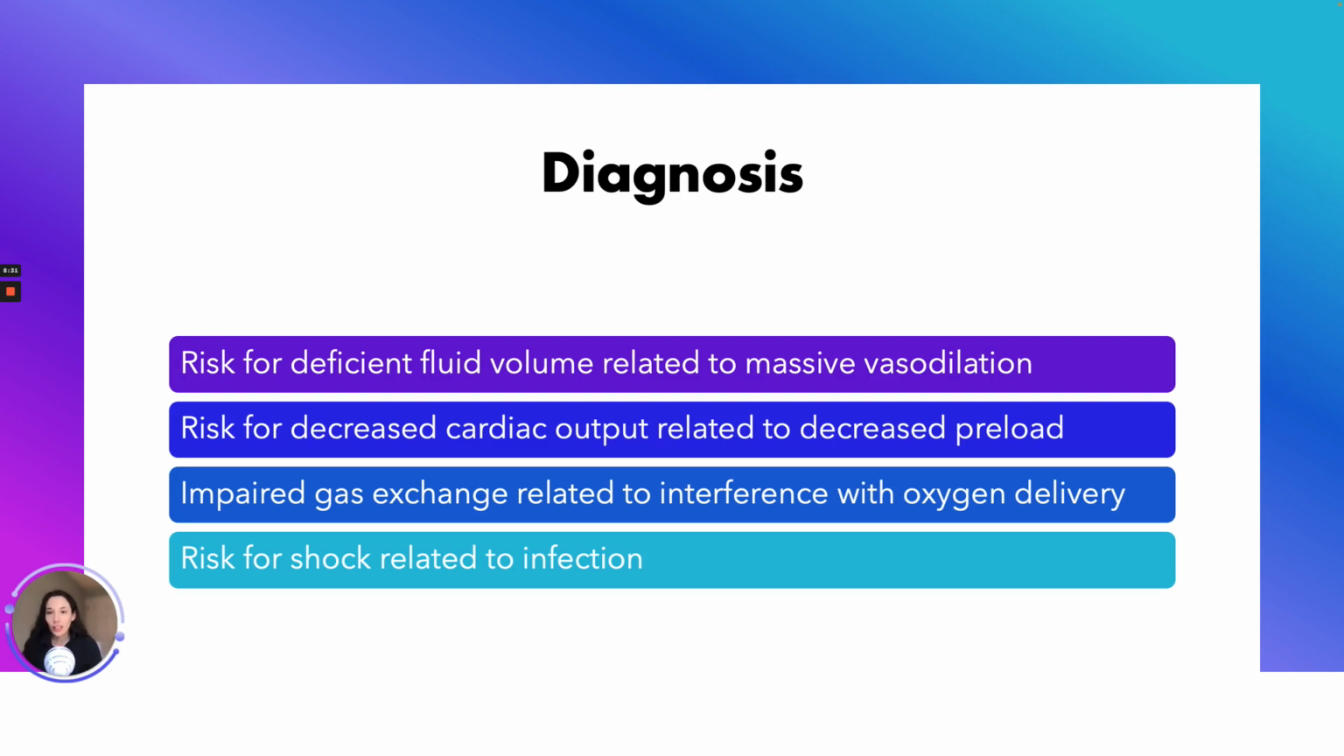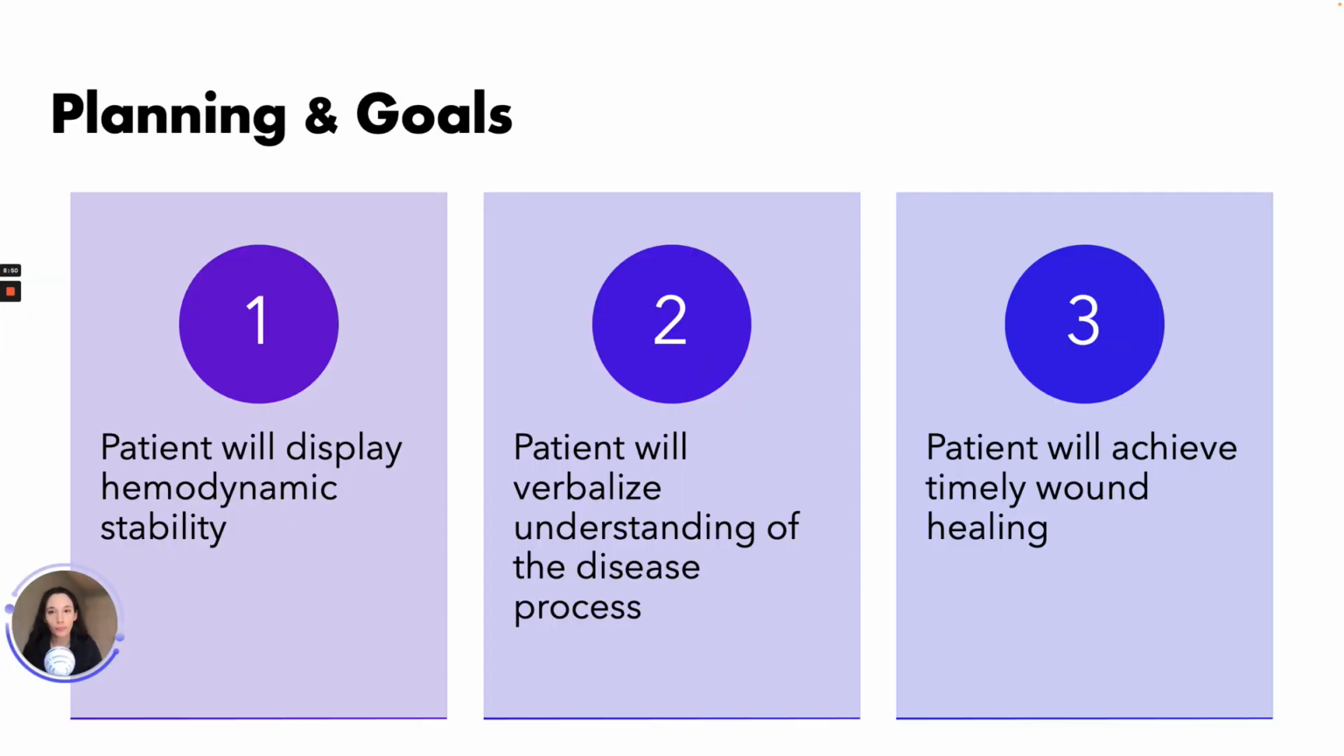So our diagnoses, these are just some examples. There are tons of diagnoses. So risk for deficient fluid volume related to massive vasodilation, risk for decreased cardiac output related to decreased preload, impaired gas exchange related to interference with oxygen delivery, and risk for shock related to infection. So our planning and goals for these patients include: patient will display hemodynamic stability, patient will verbalize understanding of disease process, and patient will achieve timely wound healing.